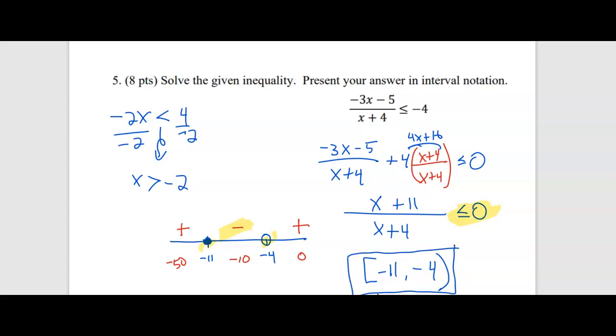Okay, now for a little bit deeper picture into this, we're actually dealing with a horizontal and a vertical asymptote and an x-intercept situation. Oh my goodness, then I can't graph it. There we go. That's the graph of this rational expression, x plus 11 over x plus 4. And we're looking for where it is less than or equal to 0. So it's only this little region here where it's below or on the x-axis.